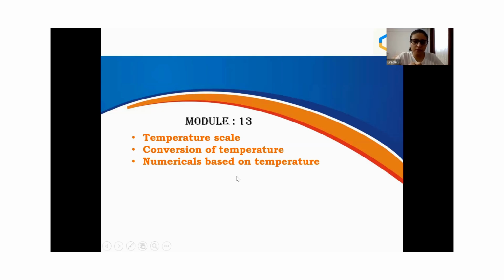We will write the differences among them and we will try to solve some numericals. Okay, so now this part is not totally different, but yes, different from the first part.